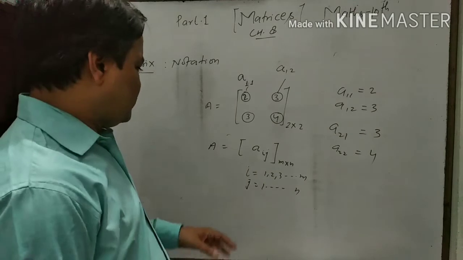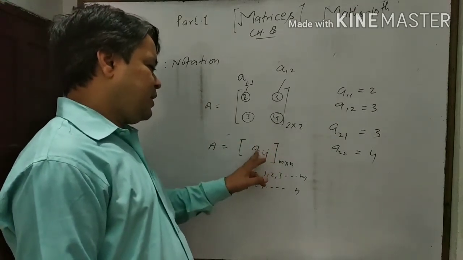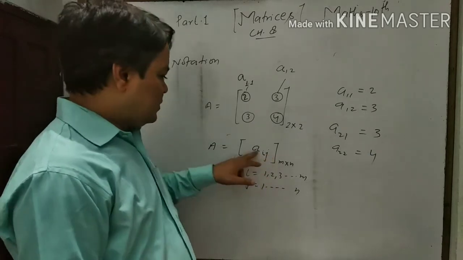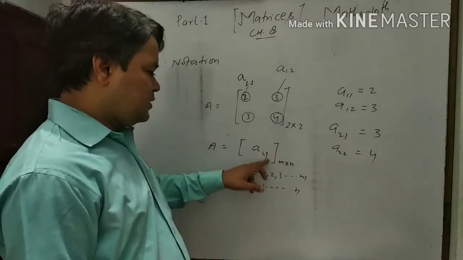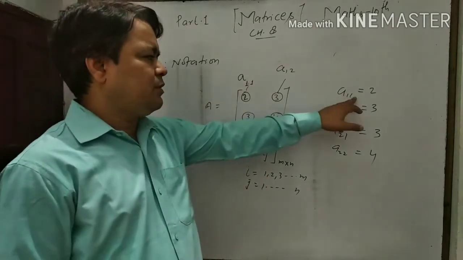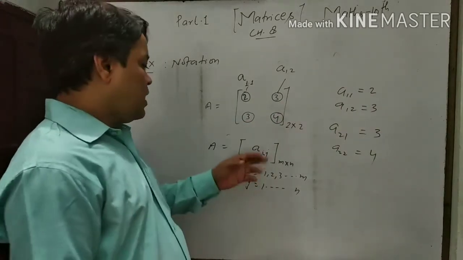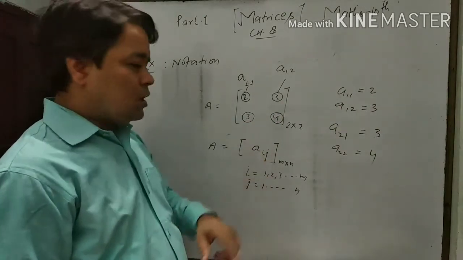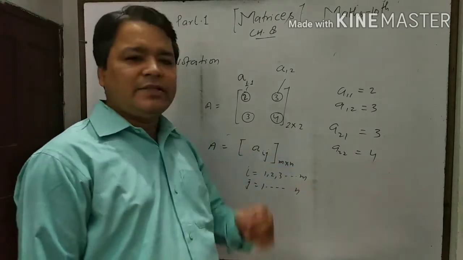So this is the matrix, generally represented by a_ij. If we write i equal to 1 and j equal to 1, then it will be a11, the element of the first row and first column, that is 2. If I write i equal to 2 and j equal to 2, it will be a22, the element of the second row and second column.